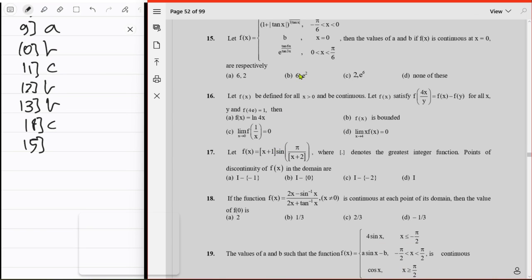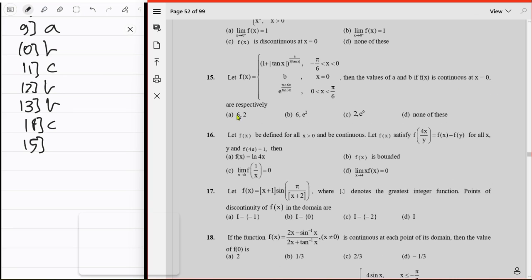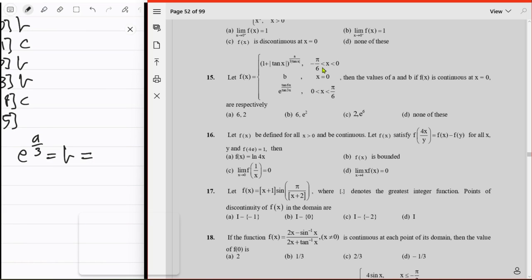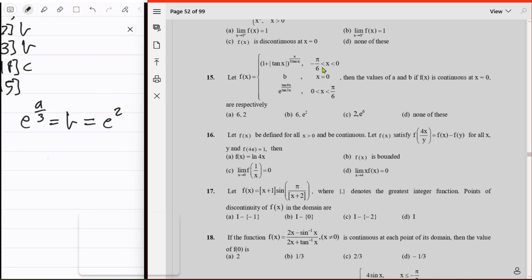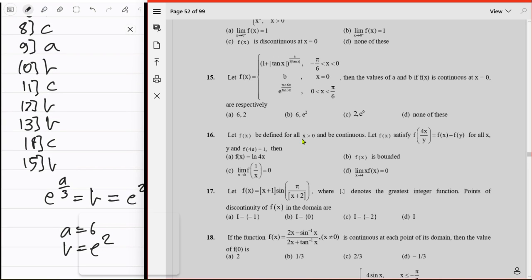15th. f is this thing, then the values of A and B, if f is continuous at x equal to 0, are respectively. So it's this thing, that thing, and that thing. Fine, at x equal to 0, it's like 1 plus 0 to the power of A. So just e to the power A upon 3, that is equal to B, which is just e to the power 2, I think, which means A equals 6 and B equals e squared. So 6 comma e squared, those are the A and B values. So that's option B. Next question.